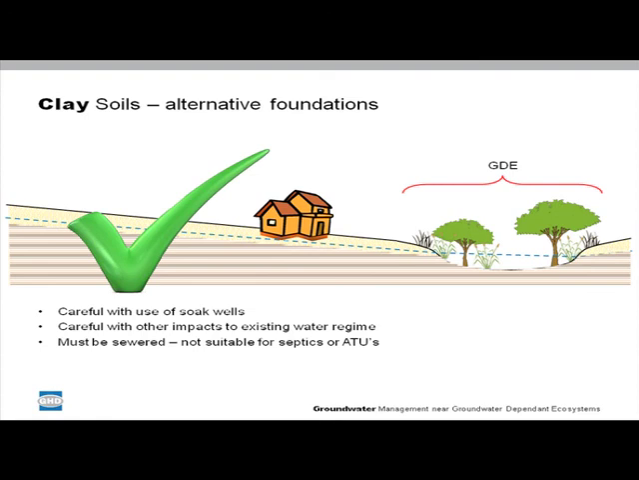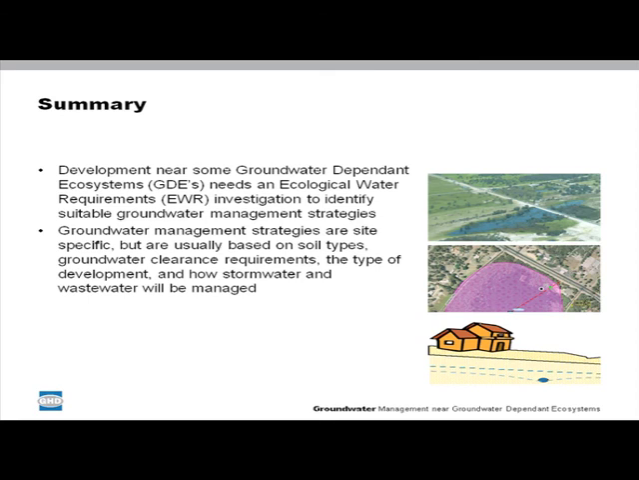So in summary, development near some groundwater dependent ecosystems needs an ecological water requirements investigation to identify the suitable groundwater management strategies. Groundwater management strategies are site specific, but are usually based on soil types, groundwater clearance requirements, the type of the development, and how stormwater and wastewater will be managed.